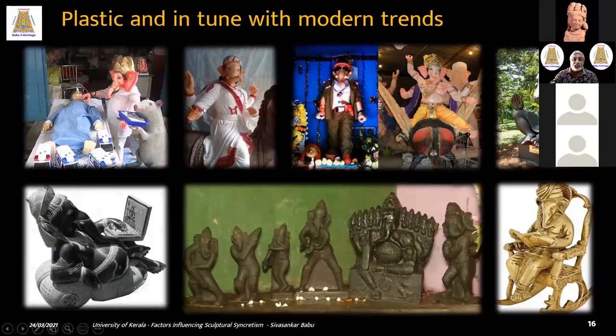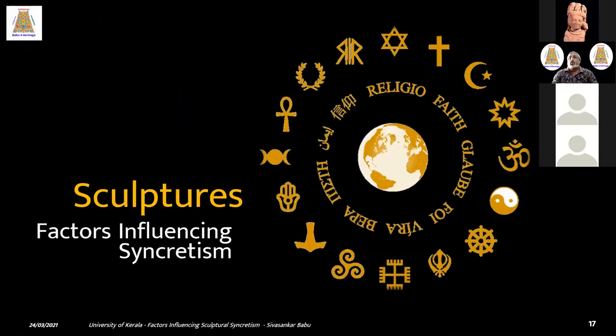So, after praying to the all-prevalent God, Vigneshwara and Ganapati, we are going into a little more detail into the final part of the presentation, sculptures and the factors influencing syncretism in culture. We analyze, based on the historical information and the efforts so far, how we have progressed across the last 2000 years, and what have been the factors impacting the changes in sculptures.